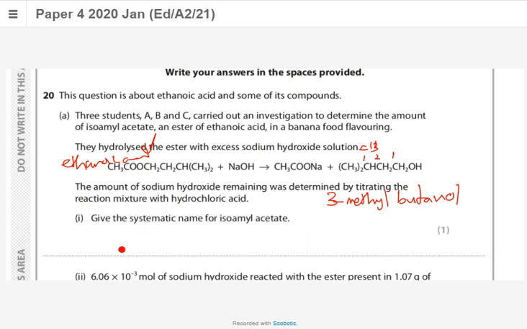You name the alcohol first. 3 methyl butyl ethanoate. Name the alcohol first. 3 methyl butyl ethanoate. Then the carboxylic group with the weight.